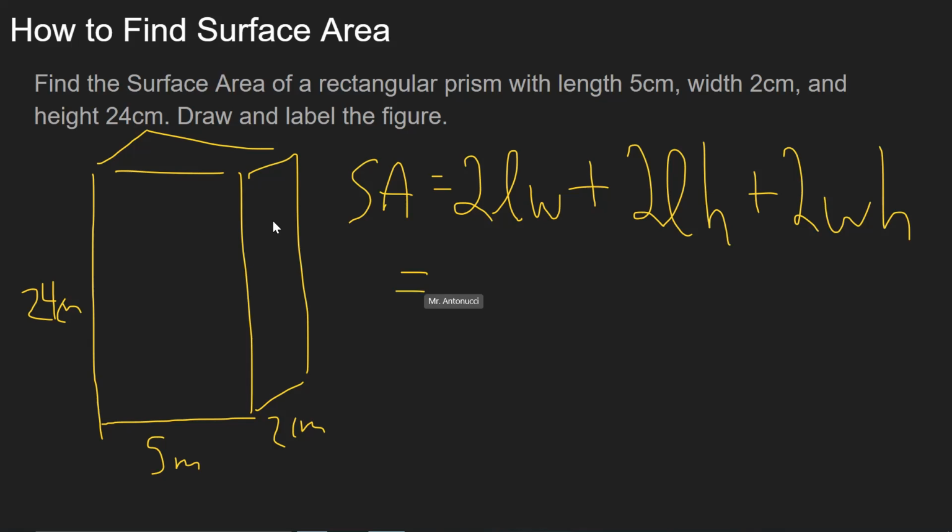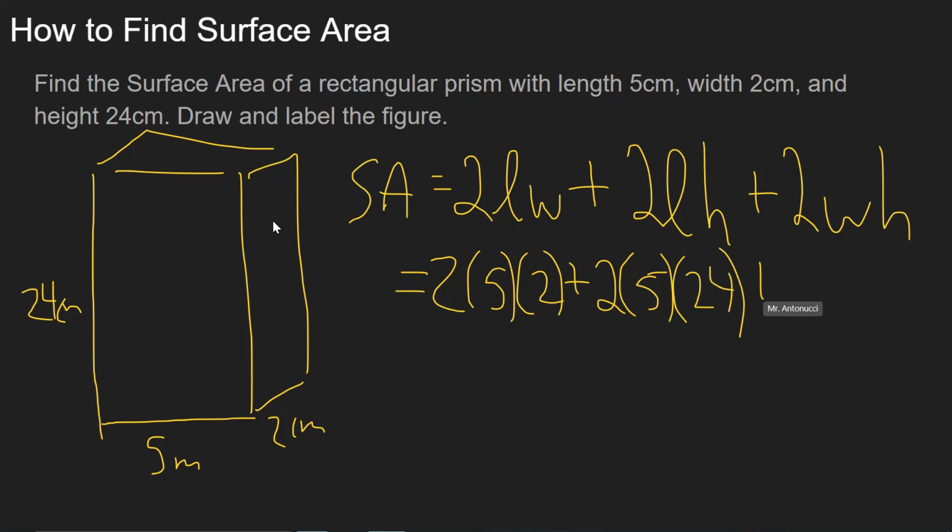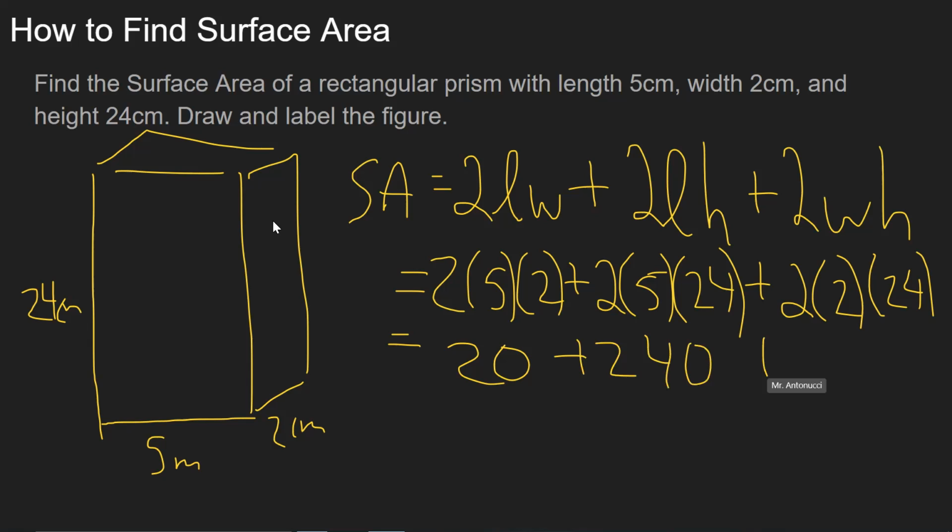So with the numbers here, you'd have 2 times 5 times 2, plus 2 times 5 times 24, plus 2 times 2 times 24. If you multiply those out, you would have 20 plus 240 plus 96, which gives you 356. Now let's talk about units.